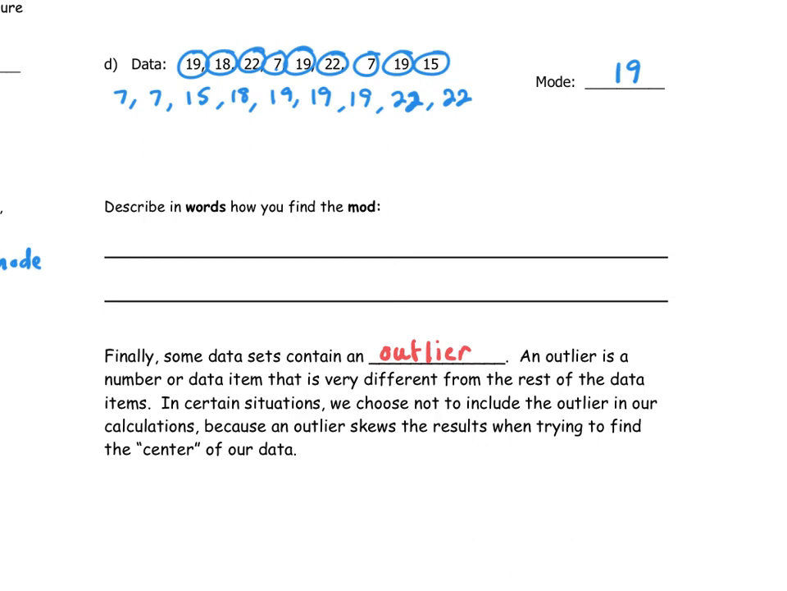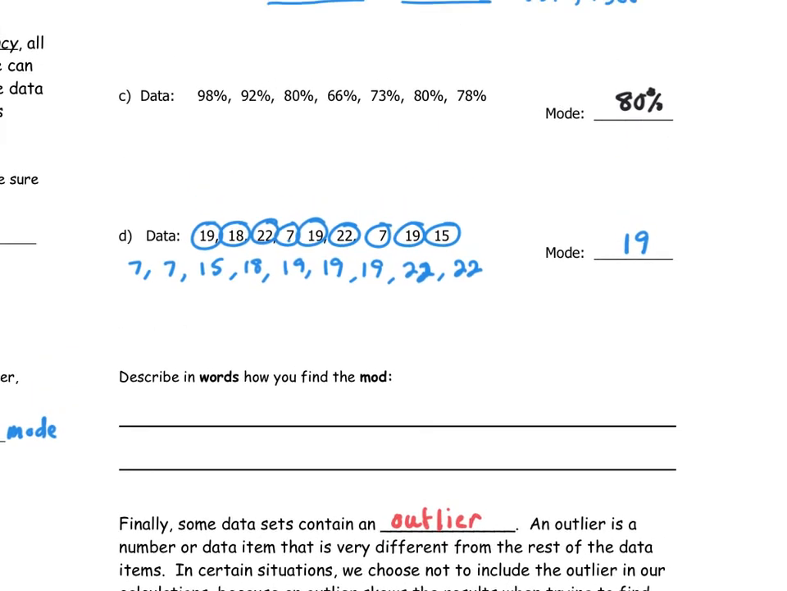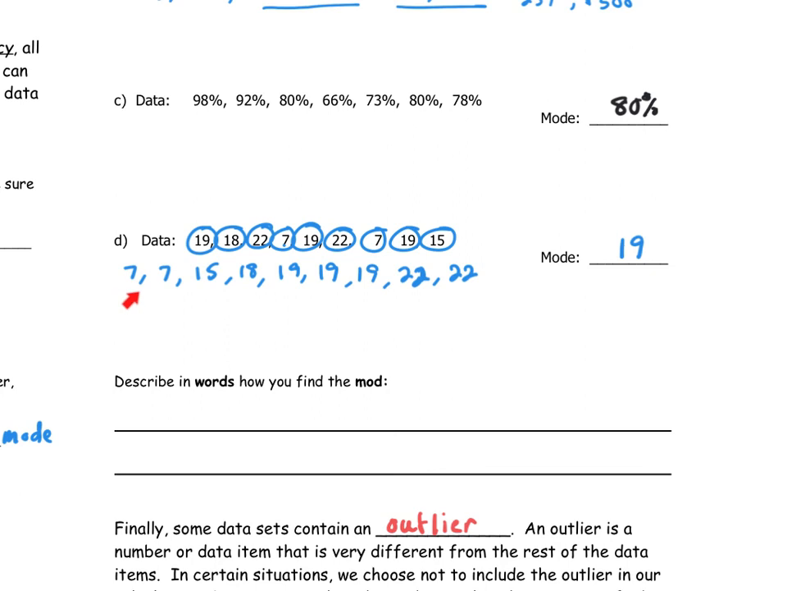So if we look at letter D, we could make an argument that 7 is an outlier. If we look at all of these numbers here from 15 to 22, there's a range of 7 numbers, and all of them are in the teens or 20s. However, this is a single digit number. Now, 7 is really not that far from 15, but we could make an argument, and this one we'd probably keep and not classify that as an outlier.